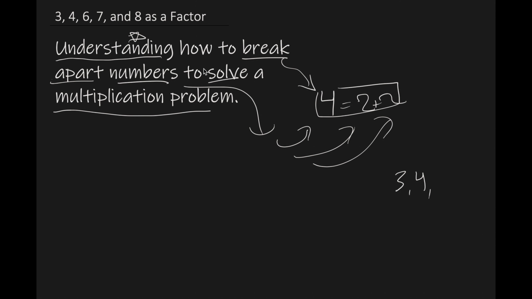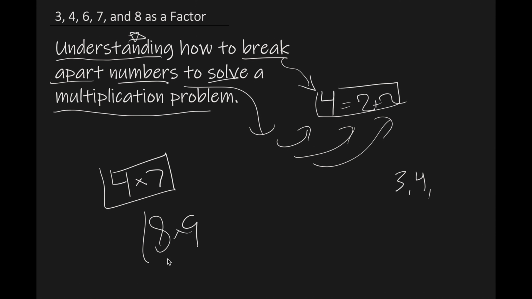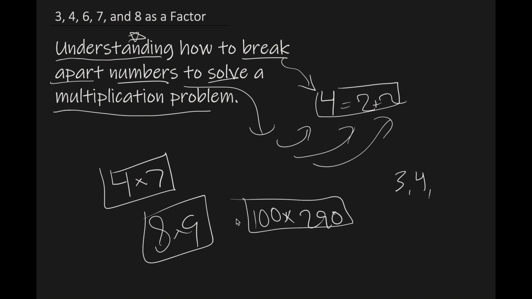To solve, right, to answer, a multiplication problem, right? 4 times 7 is a multiplication problem. 8 times 9 is a multiplication problem. 100 times 290 is a multiplication problem. If it was 100 plus 290, that would be an addition problem, different. So we're doing these. Okay, so that's what we're doing. Let's go ahead and get started.